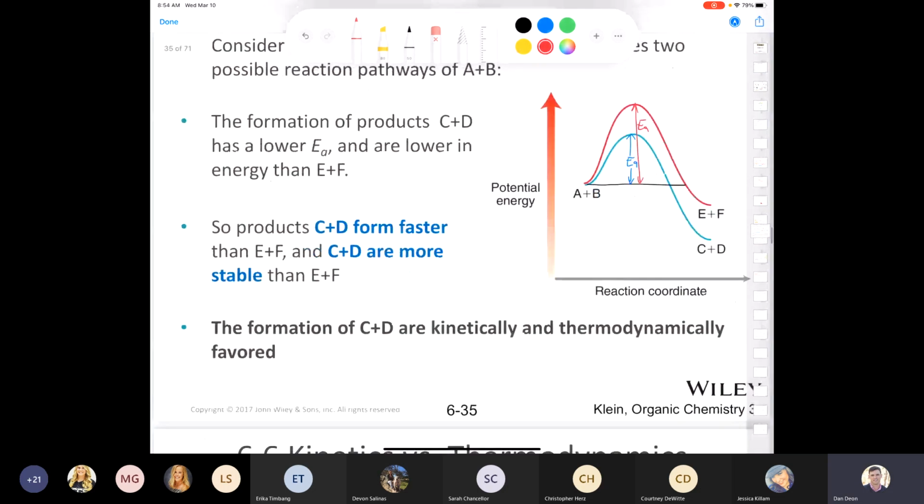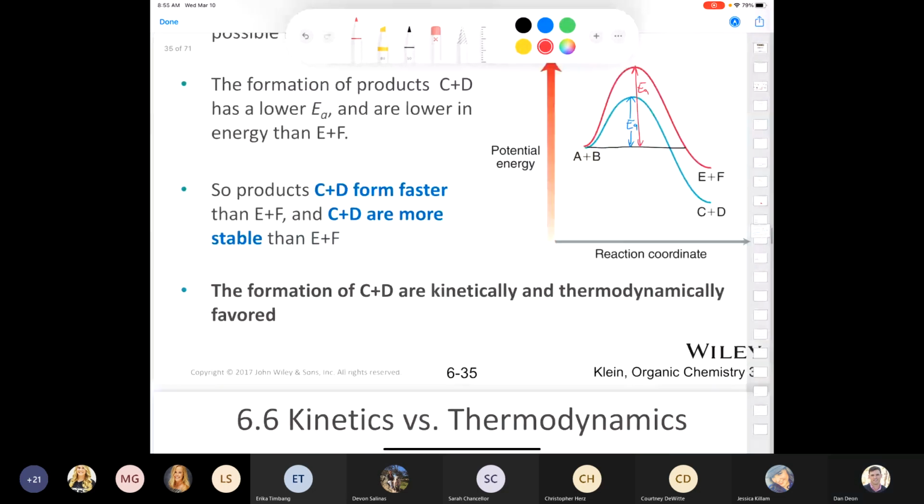And so the products C and D are going to form faster, aren't they? Yeah, why? Because the activation energy is lower. Also, the products C and D are more stable, aren't they, right? Why? Because they're lower in potential energy. And so, therefore, we could say that the formation of C and D is not only kinetically favored, but it's also thermodynamically favored. Okay?